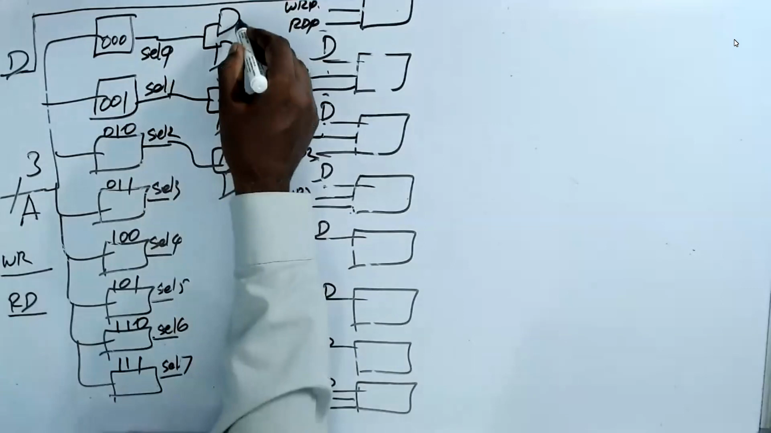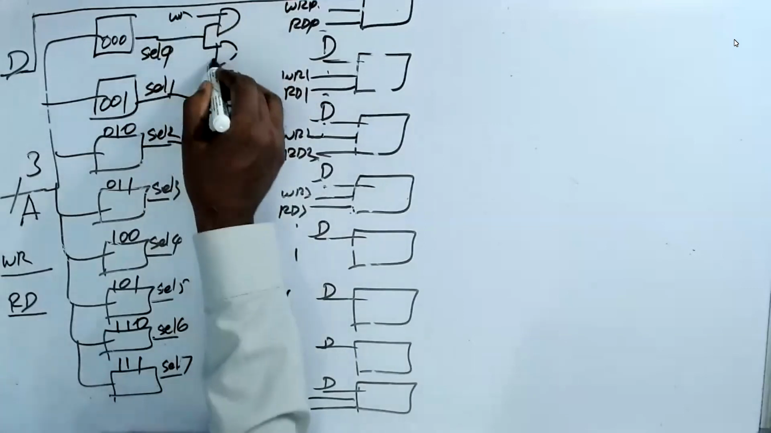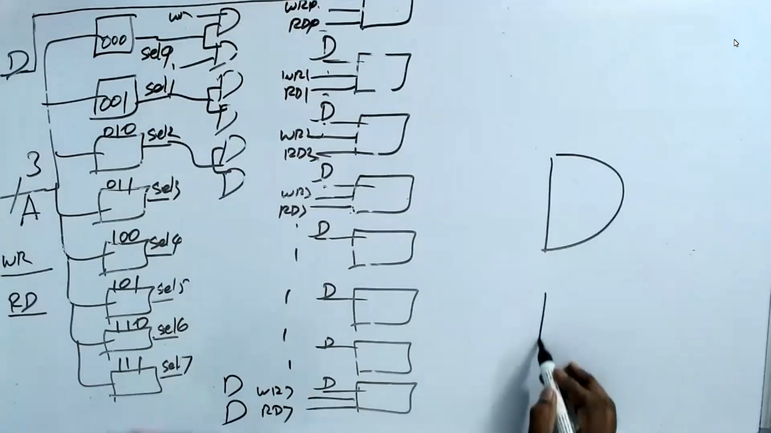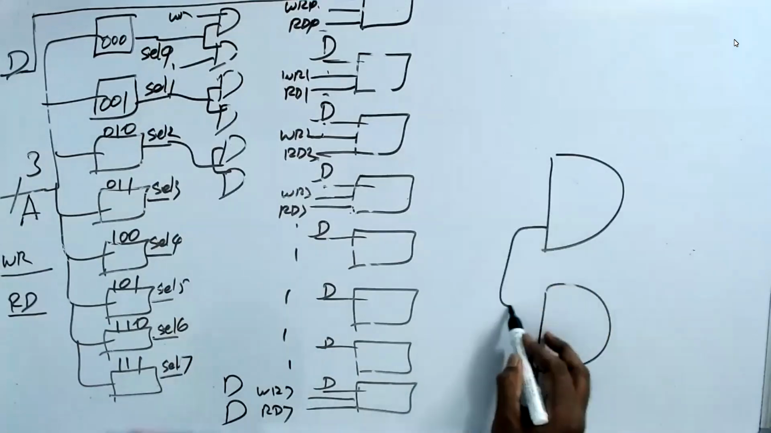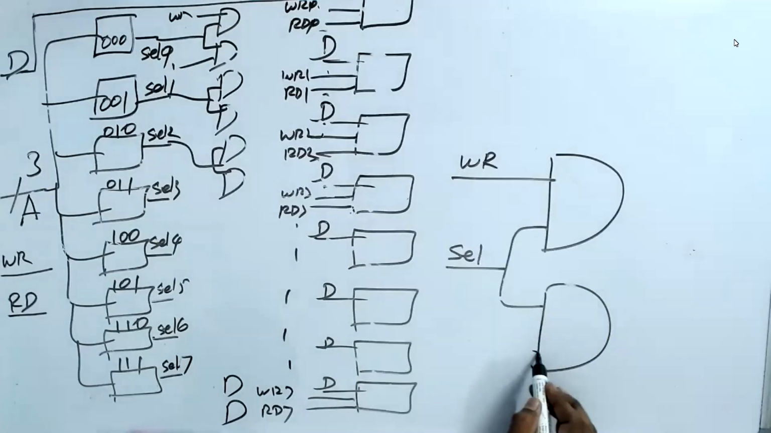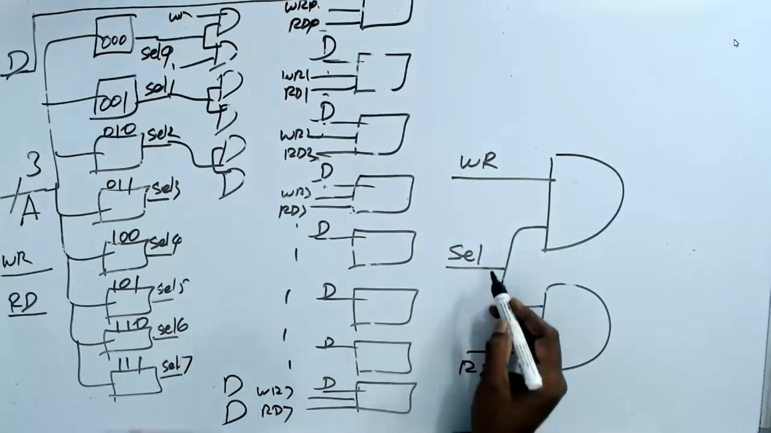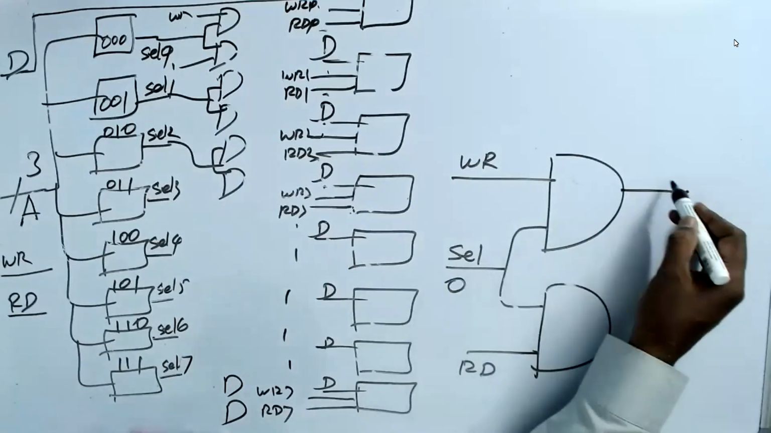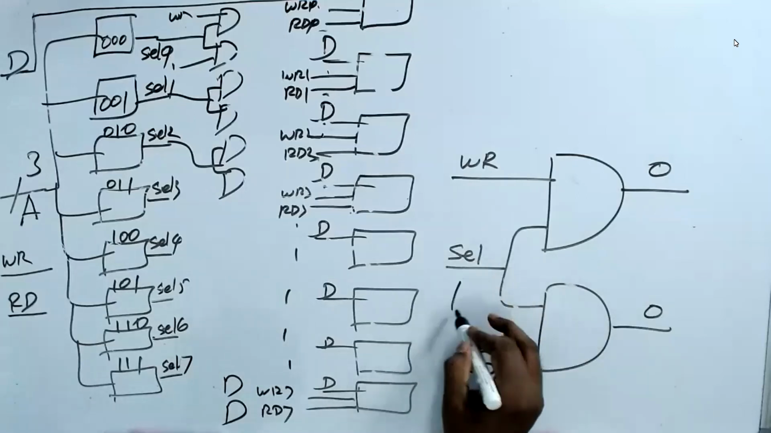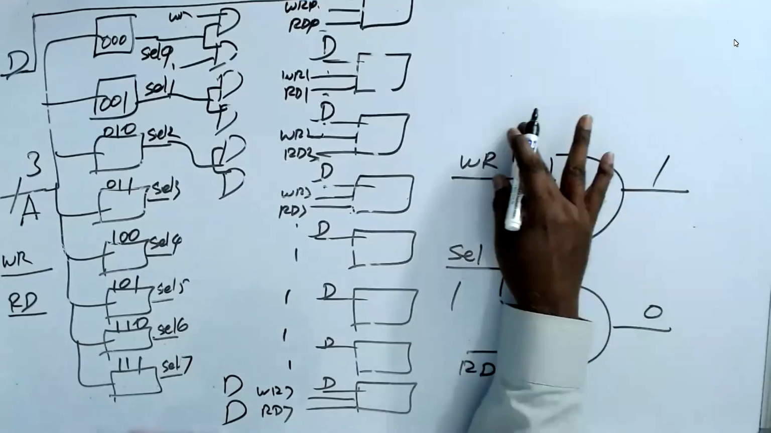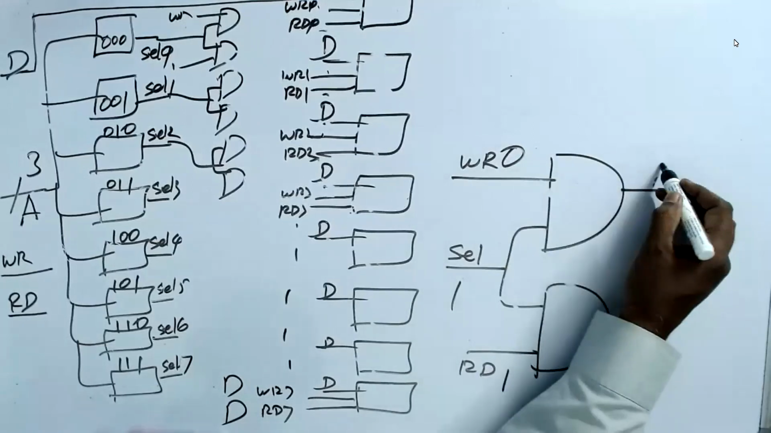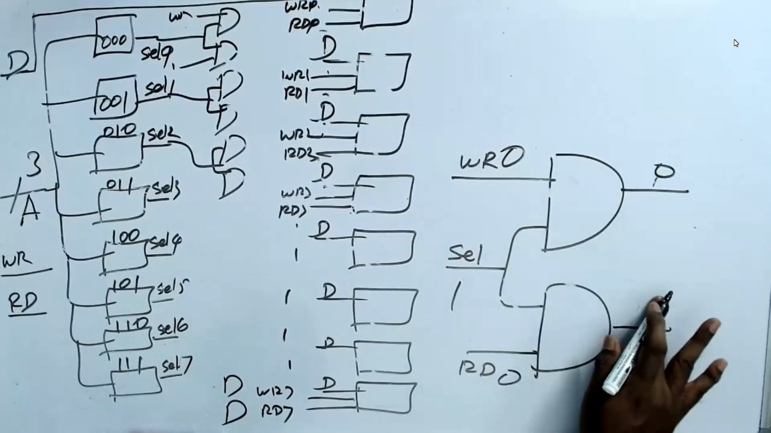Now this will be given to write and read. The block is the same. Please understand. There are 2 AND gates and there's a select signal. This case is having a write and read. When select is 0, both the outputs are 0. Nothing is selected. Now when select is 1, if write is 1, this becomes 1. If write is 0 and read is 1, this becomes 1. This is 0. Now if both are 0, then both outputs are 0. That's it.